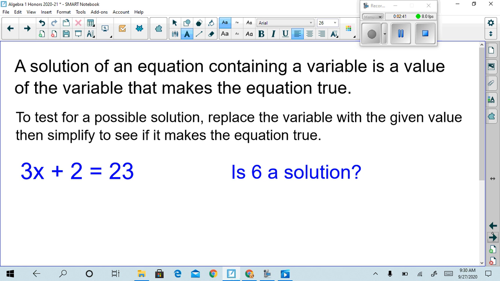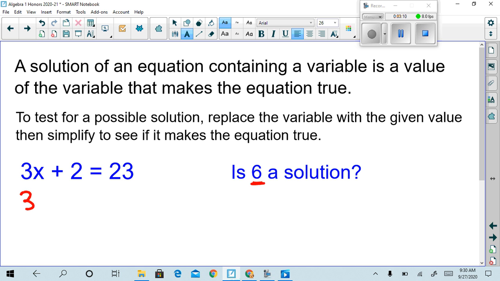The solution of an equation containing a variable is a value of that variable that makes the equation true. It makes a true statement. So instead of solving to start off with, we're going to do a check. And this is exactly the kind of check that you do when you do your solving, and I say, make sure that your answer is correct, do the check. So we go about that by testing the solution by replacing the variable with the given value.